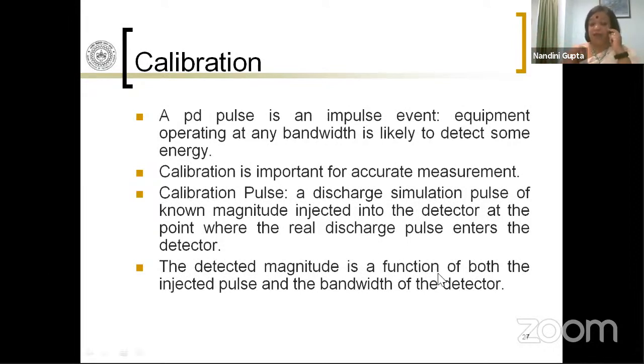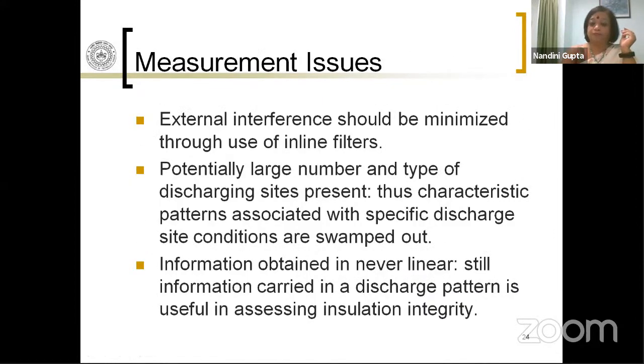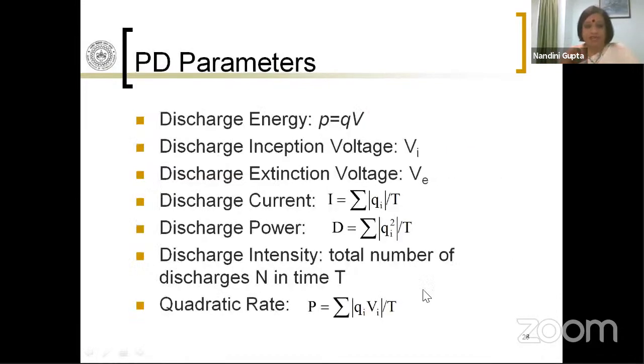Remember, the detected magnitude is a function of the injected pulse, so you have to have a pulse of the same nature, but it is also a function of the bandwidth of the detector. The other thing is it is also dependent on the path. So what we are trying to do is simulate the same path that the PD would take, but of course we don't exactly do it. And then we have to look at the bandwidth of the detector.